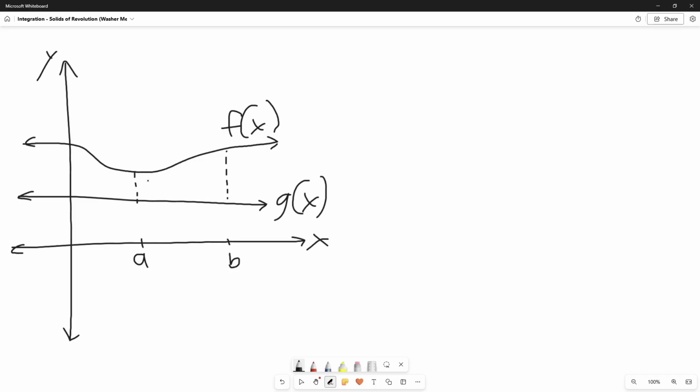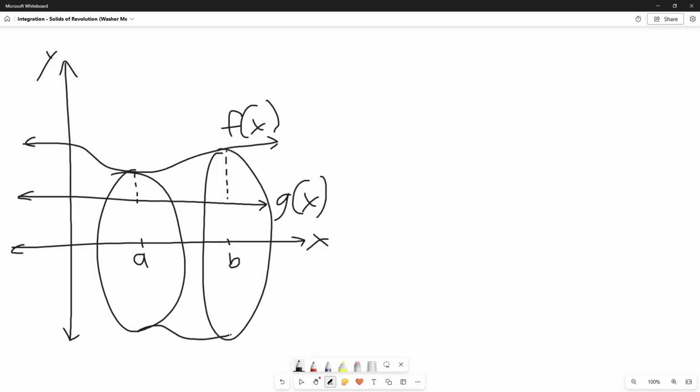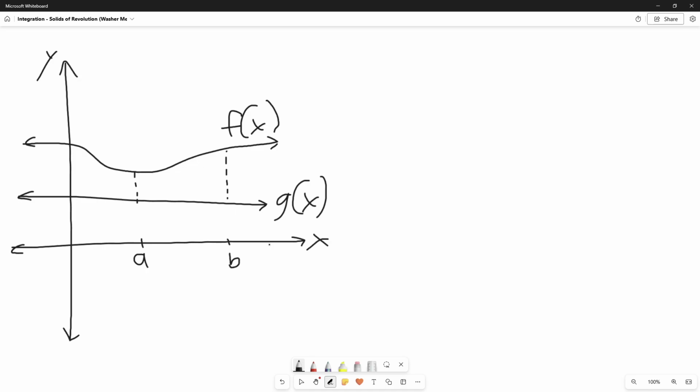So what it's going to look like is, let's say you do your basic disk method first, but there's going to be a hole in the middle that's cut through because of this unshaded region that's still above the x-axis that's also being rotated. It's kind of hard to draw a picture of this, but just think about it as your disk method, but there's also a hole cut through the middle that's also another disk that you're subtracting.